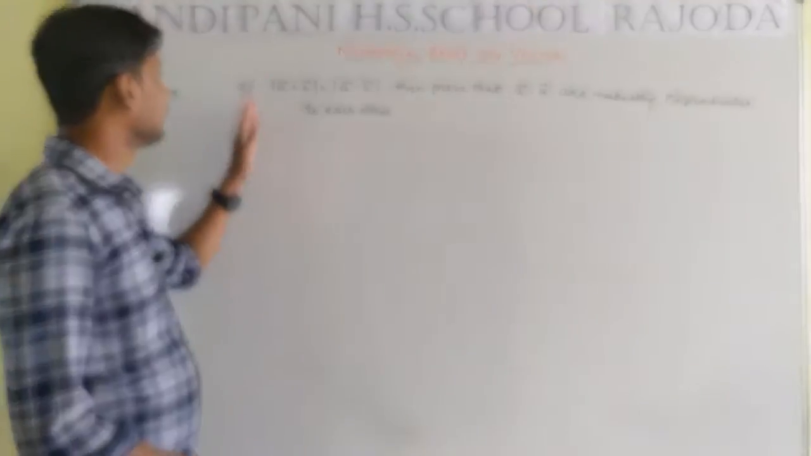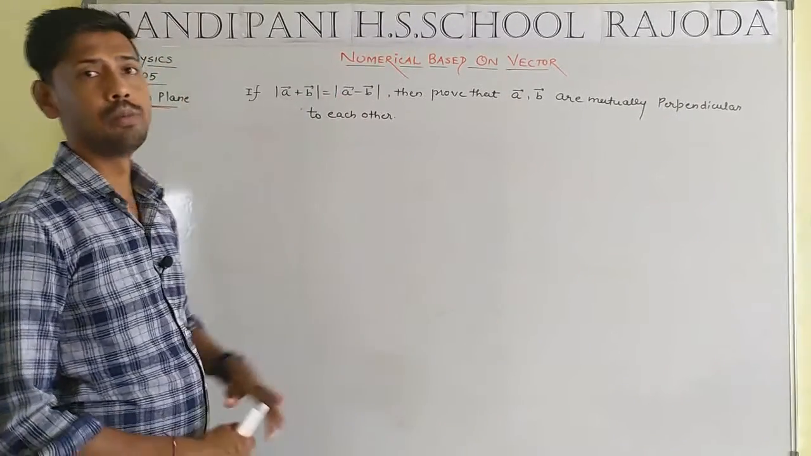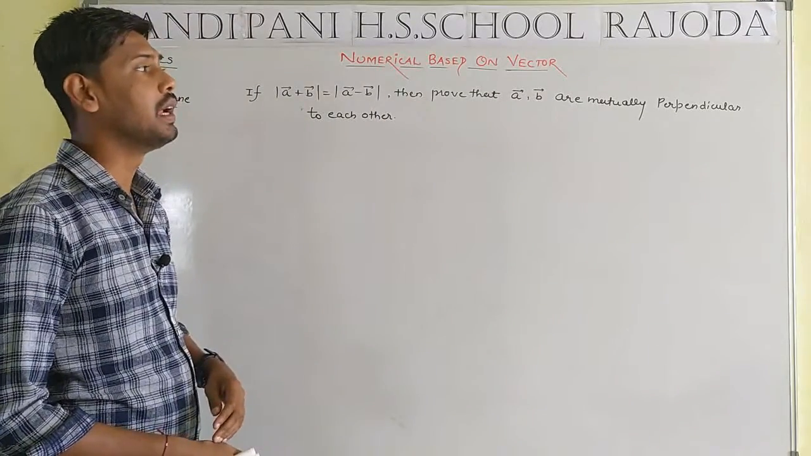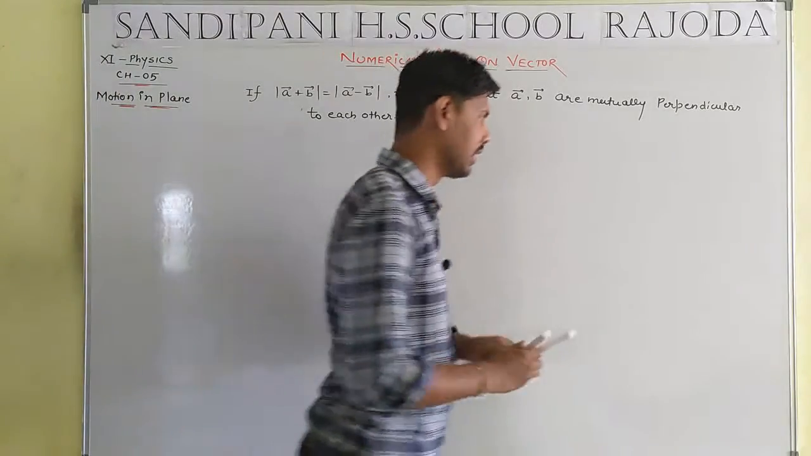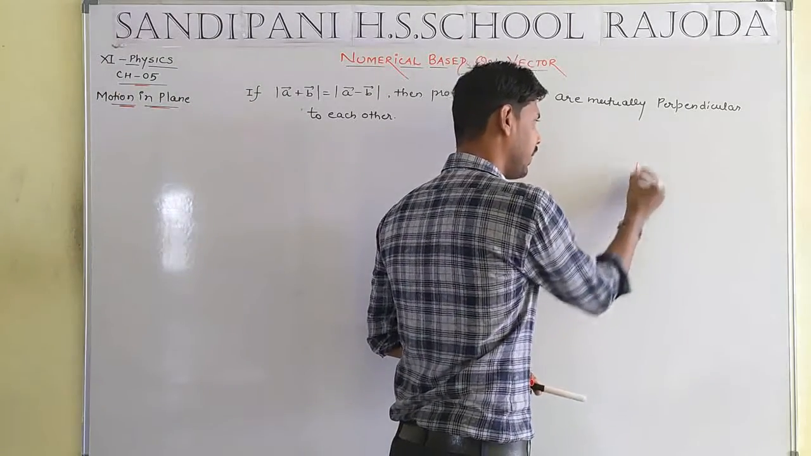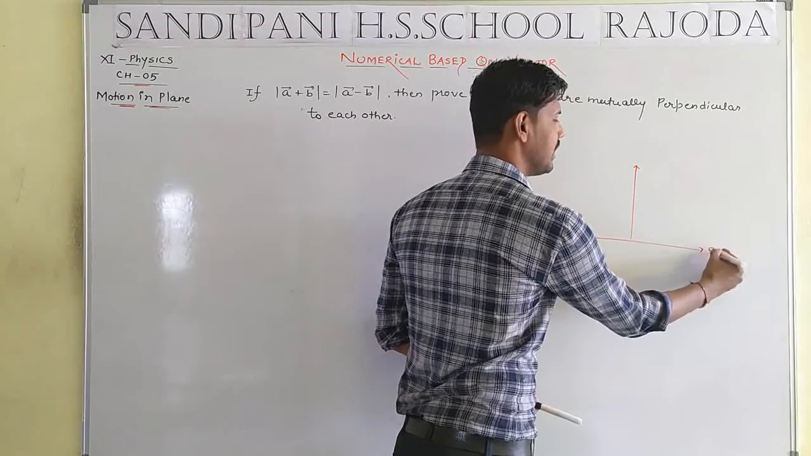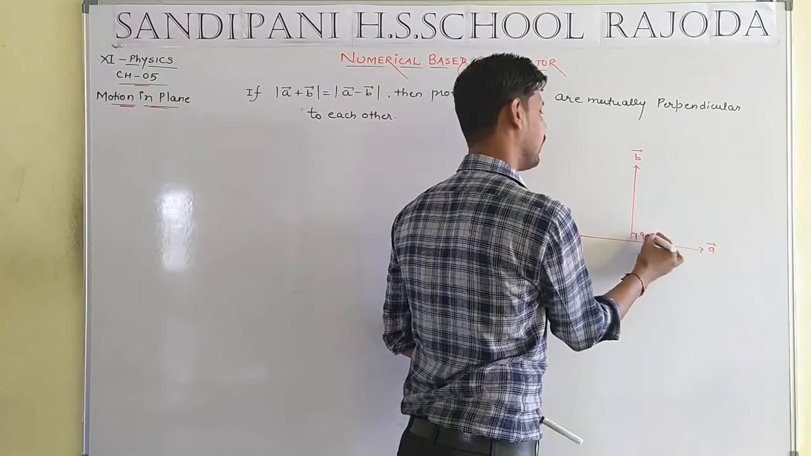Student, now we take the second numerical of today's. If mod of A plus B equal to mod of A minus B, then prove that A and B are mutually perpendicular to each other. What is the meaning of the mutually perpendicular? In the simple mathematics, you know that this is a vector A and this is a vector B, so angle will be equal of 90 degree.